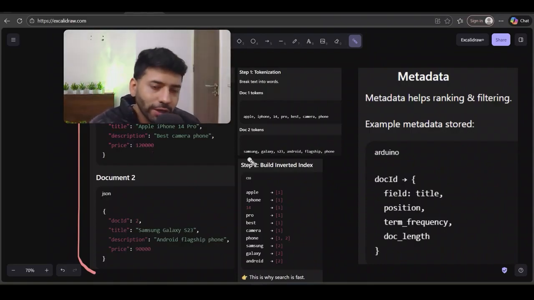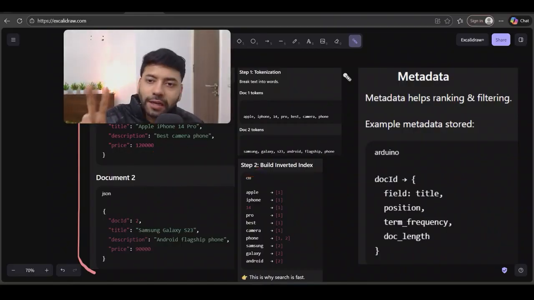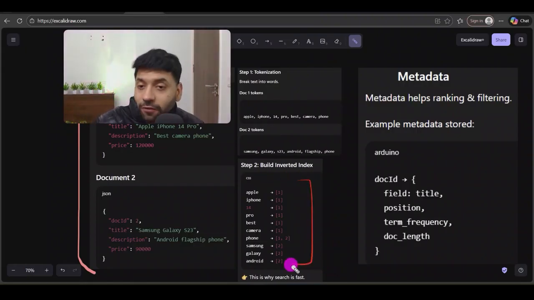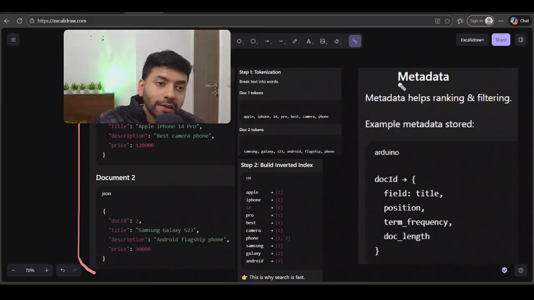All right, so the basic point here is we store three things. Of course, we store the original document which we have here. Second thing is the inverted index. You can clearly see how we build the inverted index, and then we will store this inverted index. And the third thing is the metadata, which will help us in ranking and filtering.